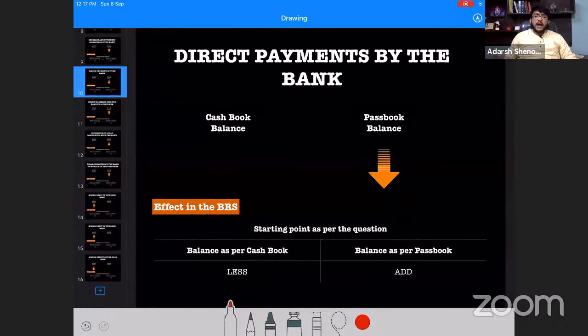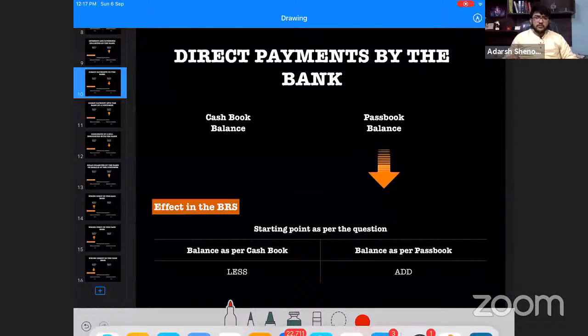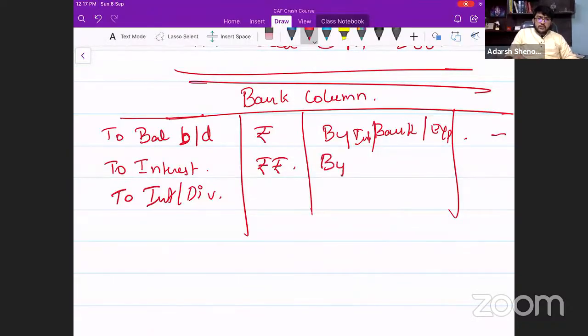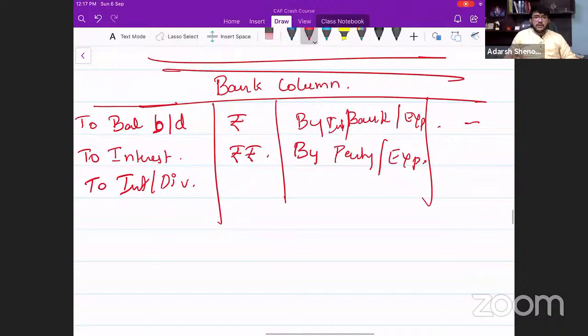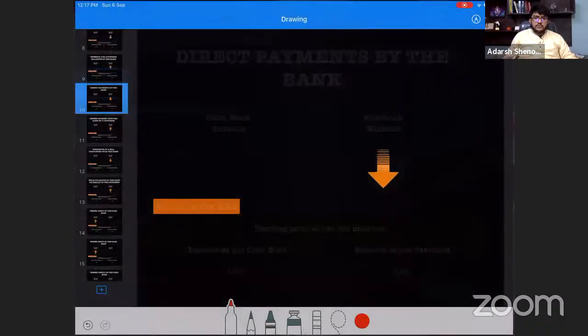Direct payment by the bank. Should you record this? Yes. You're making a payment to some customer or for some expense, you're making direct payment from the bank. So this is also to be recorded because payment is already made. So here we have to write by party, or if it is towards an expense account, whatever it is, you have to record it on the credit side because the payment is being made. Next one.